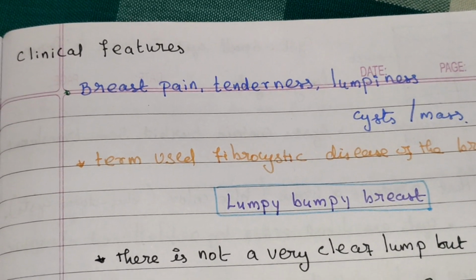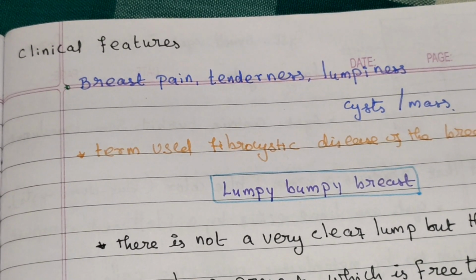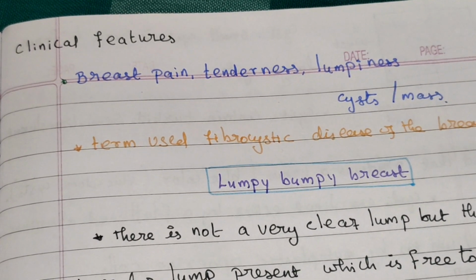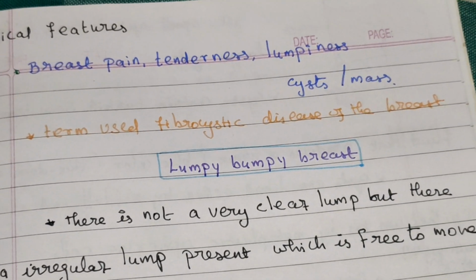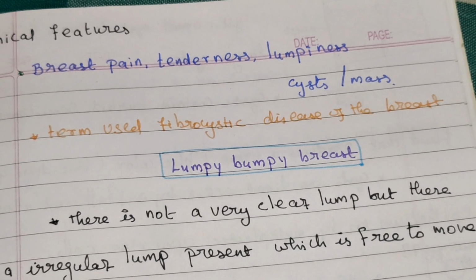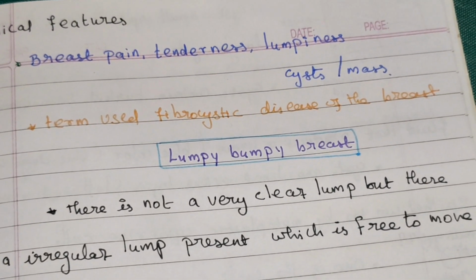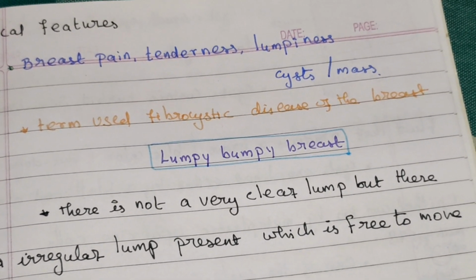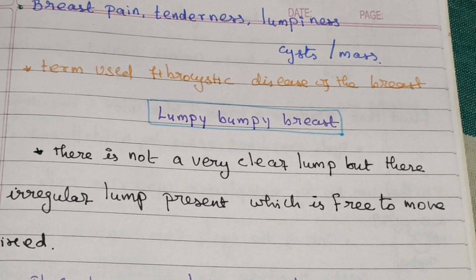The patient will present with breast pain. This breast pain will be cyclical, that means it varies with the menstrual cycle, and there can be tenderness of the breast and lumpiness. A term is used for fibrocystic disease of the breast. On palpation, how does it feel? It is a lumpy bumpy breast.